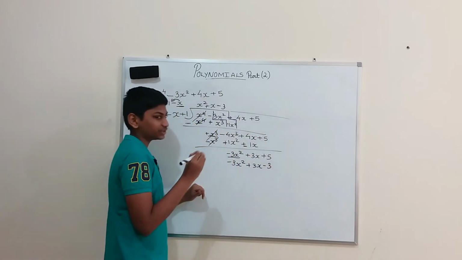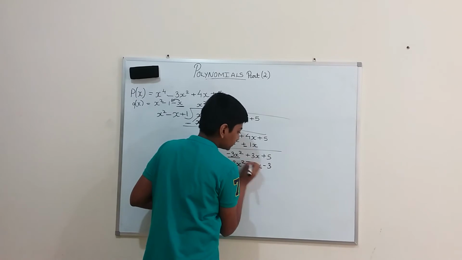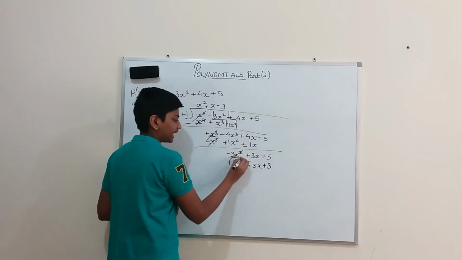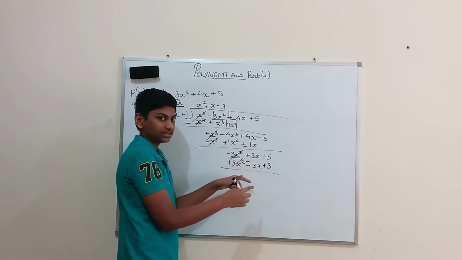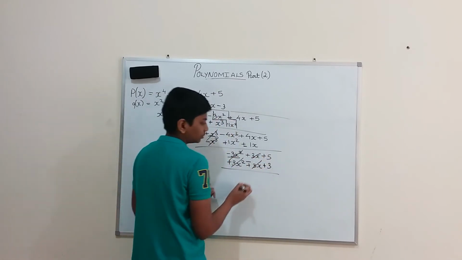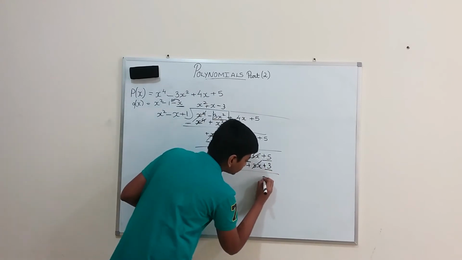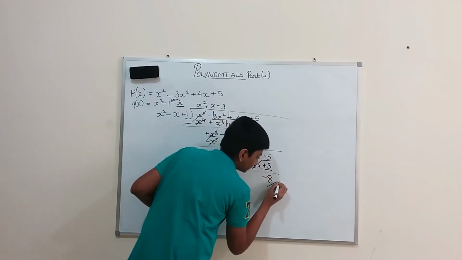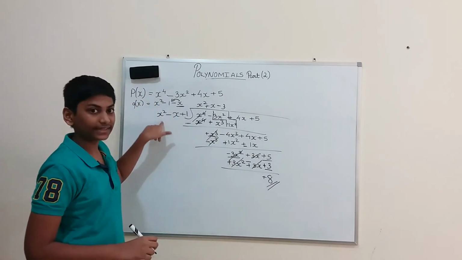Now what we need to do? We should change their symbols. So this will become plus, this will become minus, and this will become plus. So we should cancel these both, and they also match, right? So their symbol also is different, so we can cancel these both too. Now 5 plus 3 gives you plus 8. So our remainder is 8. We cannot move further because the starting over here is x square.